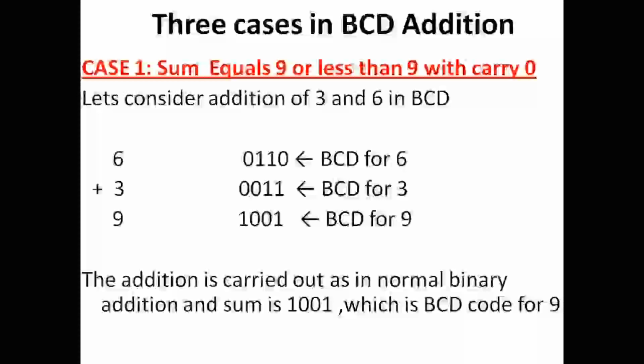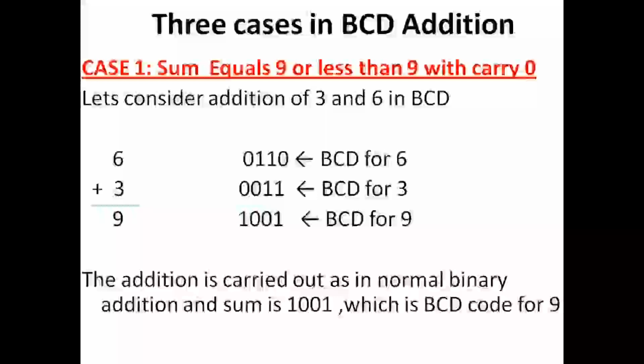Coming to the next, there are three cases in BCD addition. The first case is when the sum is equal to 9 or less than 9, with carry 0. Let's consider the addition of 3 and 6 in BCD. That is, we need to add 3 plus 6.